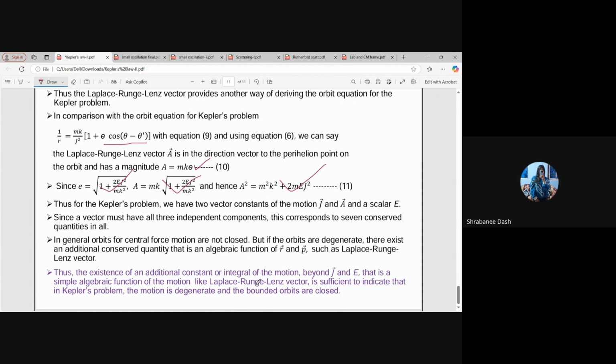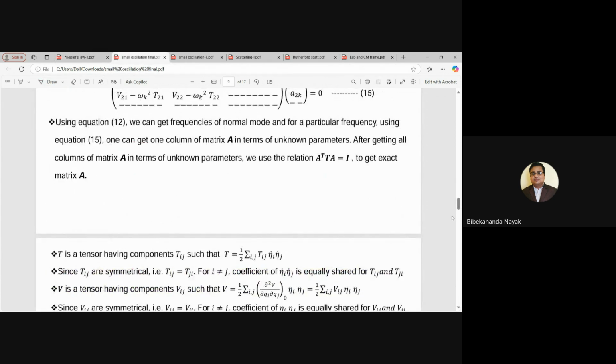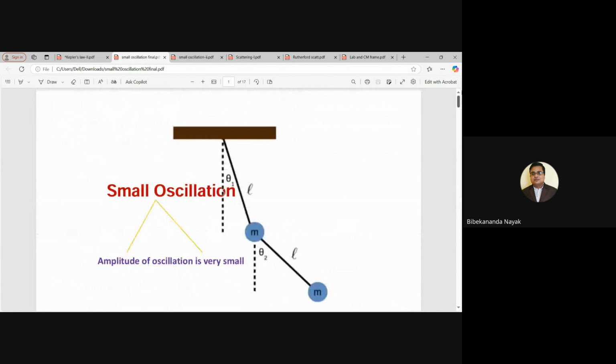Yes, sir. Okay. Another important thing is small oscillation, which we did earlier. It is very important. Small means the amplitude of oscillation is very small. When the amplitude of oscillation is very small, we call it small oscillation.